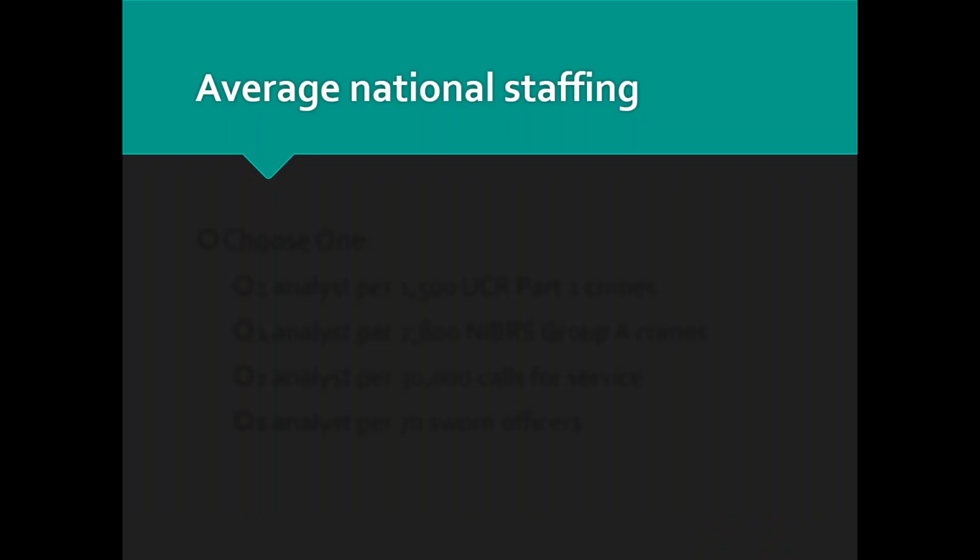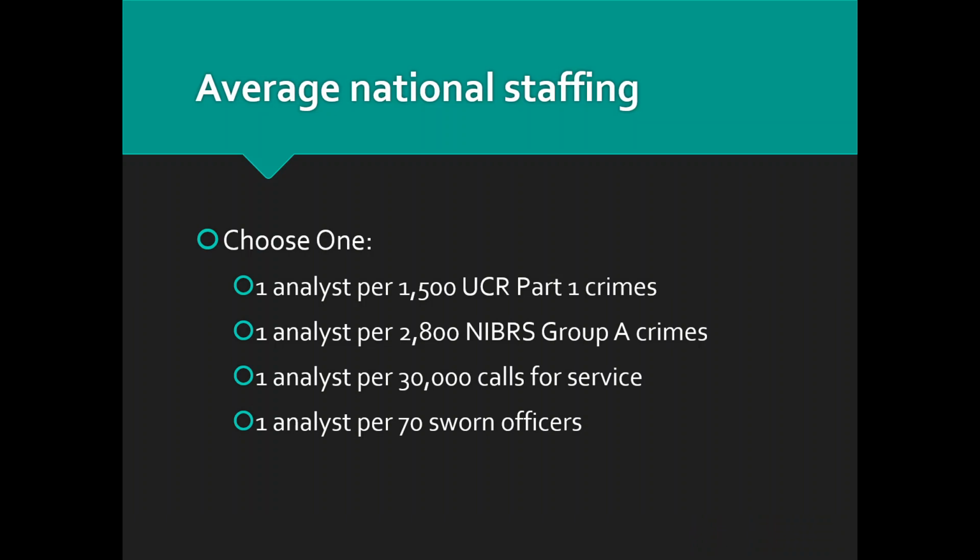Getting the benefits of a crime analyst doesn't necessarily mean that you have to staff a full-time position. Certainly not every agency across the United States could justify that. In fact, average analytical staffing across the United States tends to be 1 analyst per 1,500 UCR Part 1 crimes, or 1 analyst per 2,800 NIBRS Group A crimes, or 1 analyst per 30,000 calls for service, or 1 analyst per 70 sworn officers for the agency. For a county agency, by the way, that includes just the enforcement side, not the corrections side of the department.